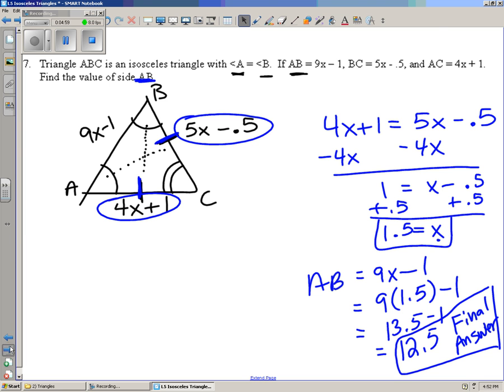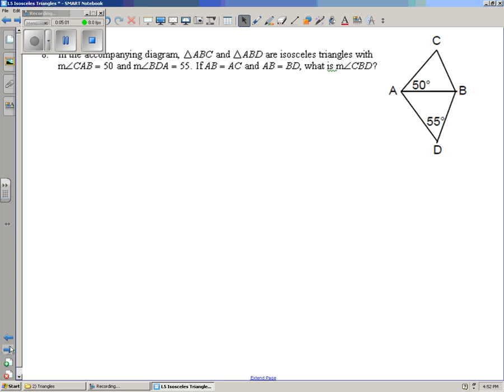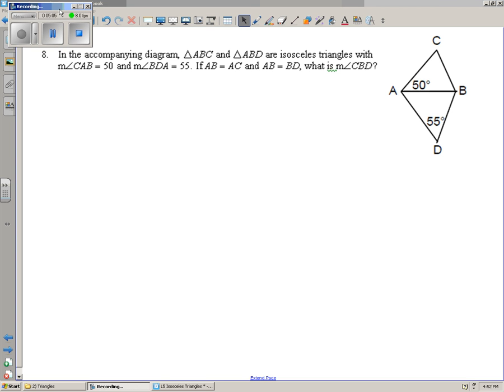Number 8. It says in the accompanying diagram, we have triangle ABC and ABD are both isosceles, with the measure of angle CAB being 50 and the measure of angle BDA, which is 55, and both of those things are labeled. First information that we need to label is AB is congruent to AC, so I'll put a dash on both of those. And again, that's an isosceles triangle, so not only does it have two equal sides, but it also has two equal angles.